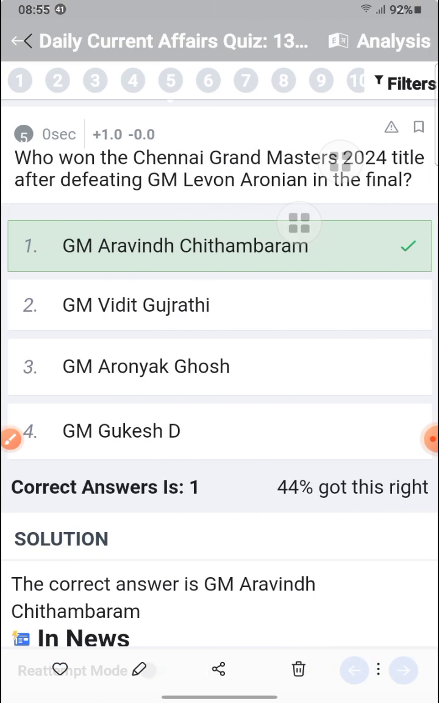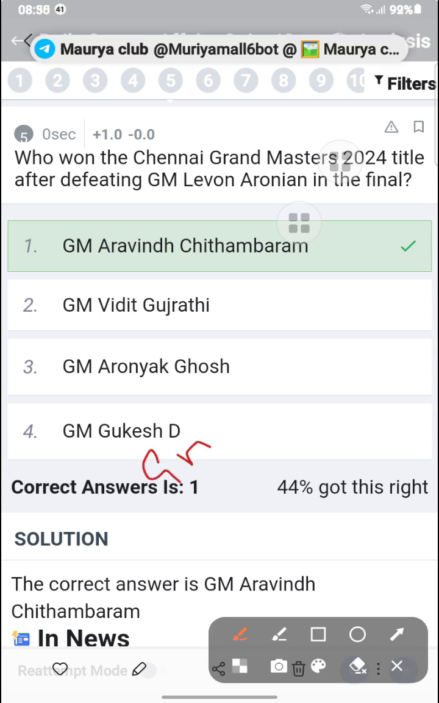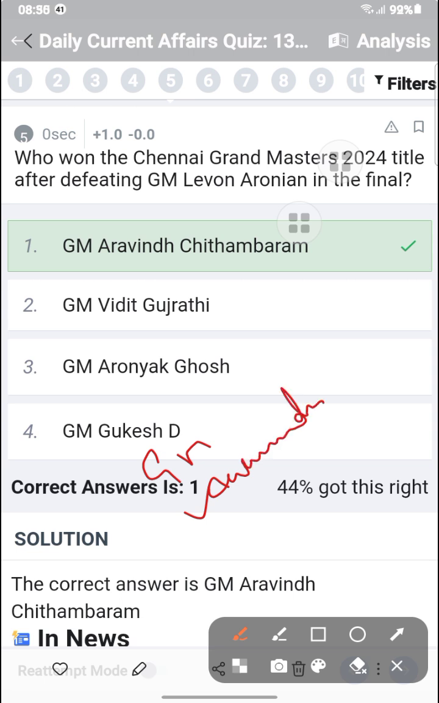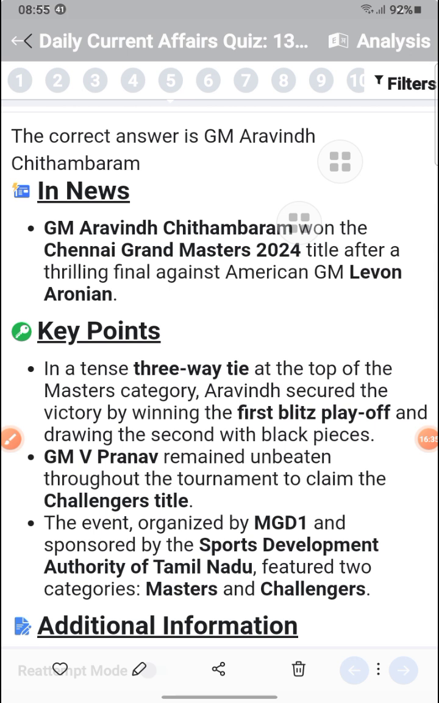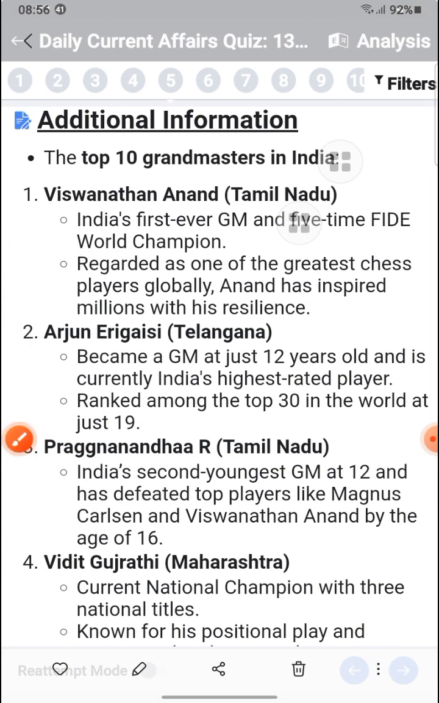Okay, now next one is who won the Chennai Grandmaster title, with GM Levon Aronian in the final? That was GM Arvind Chithambaram. Arvind Chithambaram, after the thrilling final against Levon. There were three-way ties and a first blitz playoff, and that was organized by the Sports Development Authority of Tamil Nadu, Masters Challengers. So see, top grandmasters there.